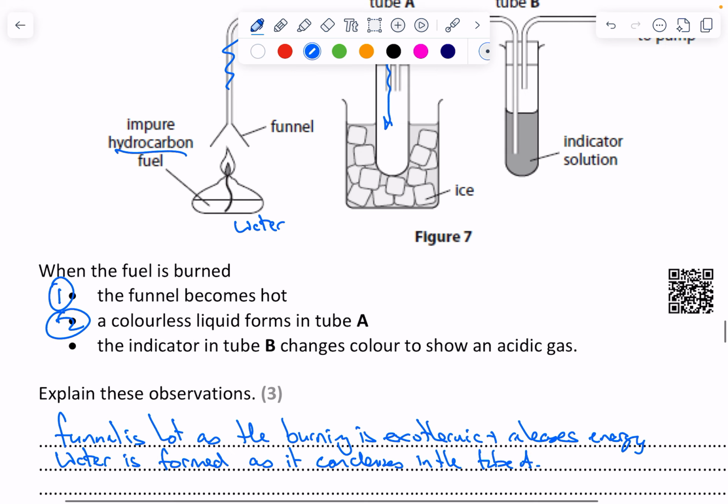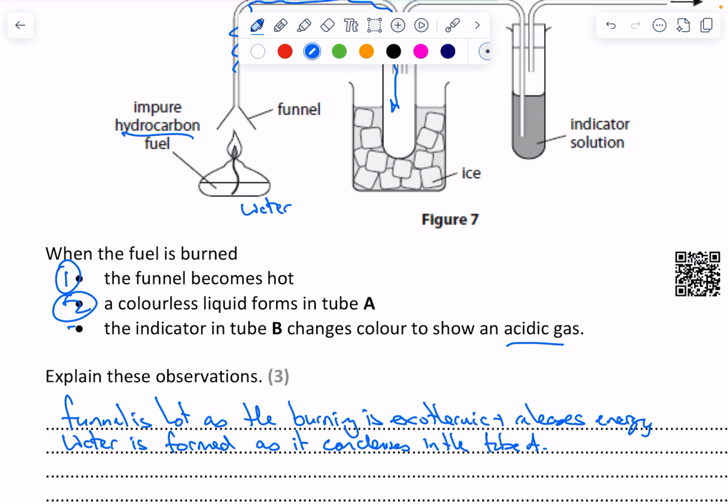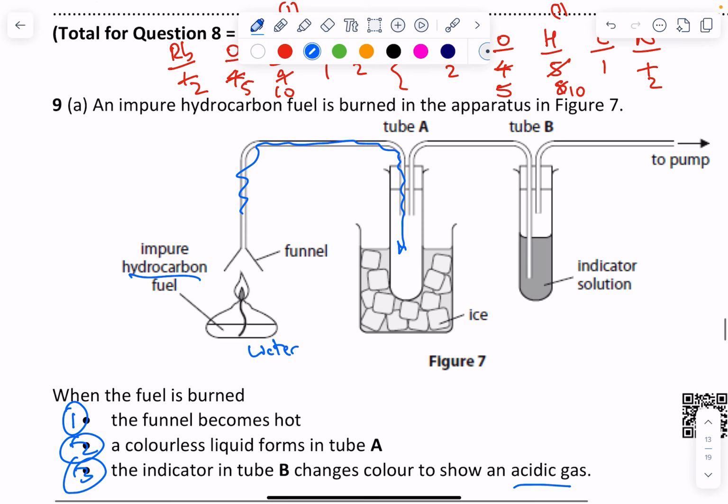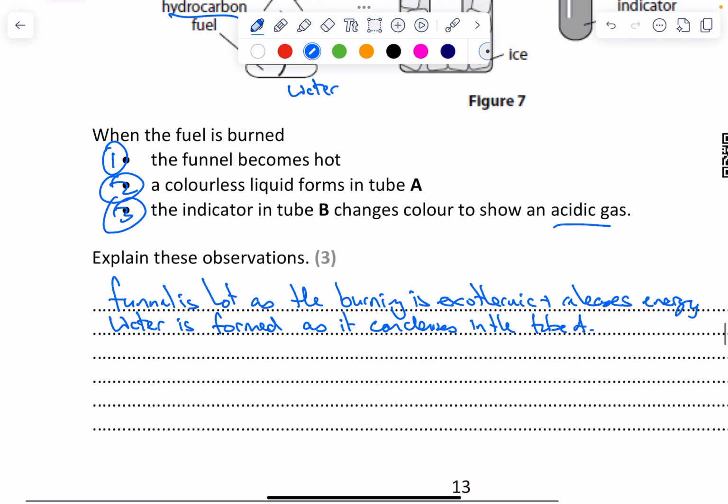And then the last little one, why does this indicator show there's acidic gases? So this is step number 3. Why does it show acidic gases? Well, the gases that are going to be produced, the fact this is impure hydrocarbon also means it contains sulfur. So what we will have here is that sulfur dioxide and carbon dioxide are produced. These are acidic gases, and that's why it changes colour.